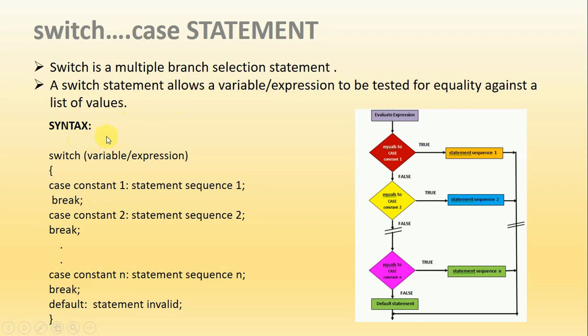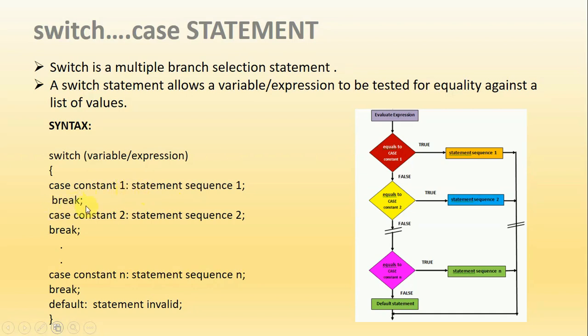So we look at the syntax. The syntax is switch, where switch is a keyword, and then within parentheses we either write a variable or an expression. Then there is a starting curly brace and an ending curly brace, and within them we give the various cases. Here case again is a keyword. We give case and then a constant followed by a colon, and then the block of statements which are to be executed if this case constant is true.